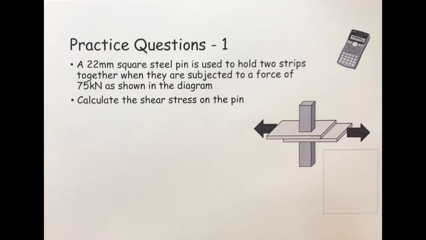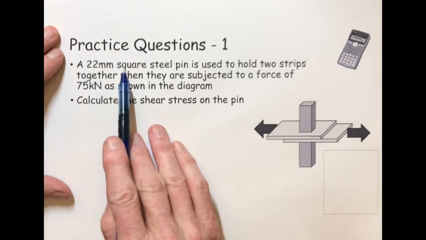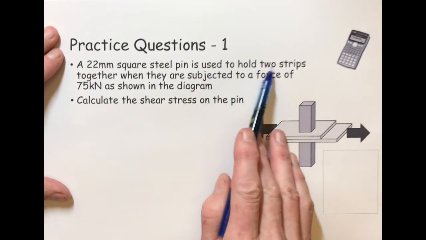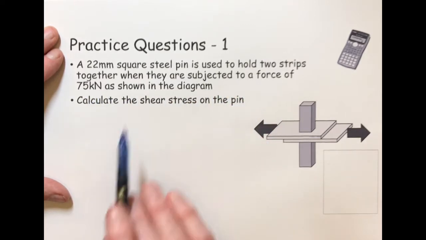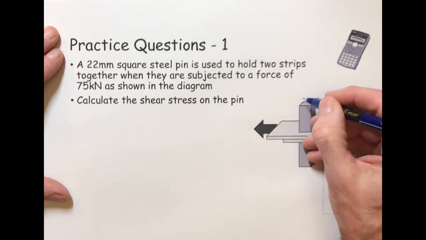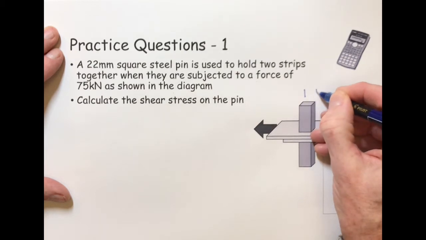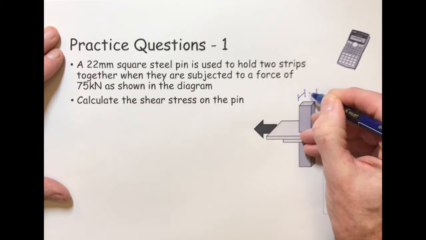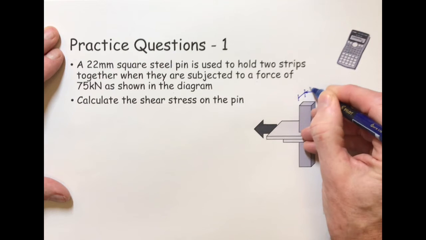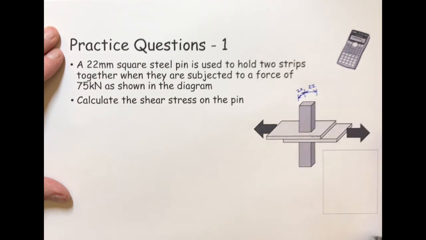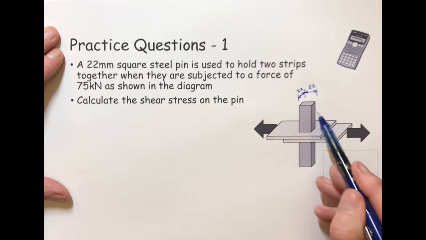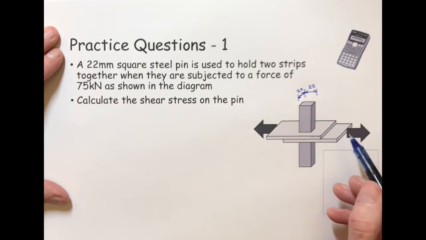Okay, so here we have question 1. A 22mm square steel pin is used to hold two strips together when they're subjected to a force of 75 kilonewtons. Now the pin here is 22mm, so let's draw this in here. And that's 22 and that's 22 there. So therefore, first thing you need to work out is the area in square meters.